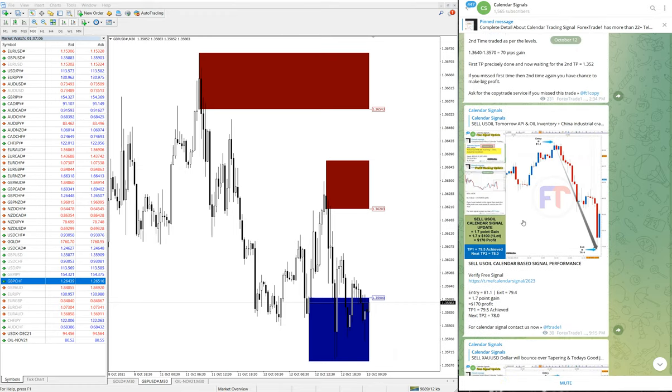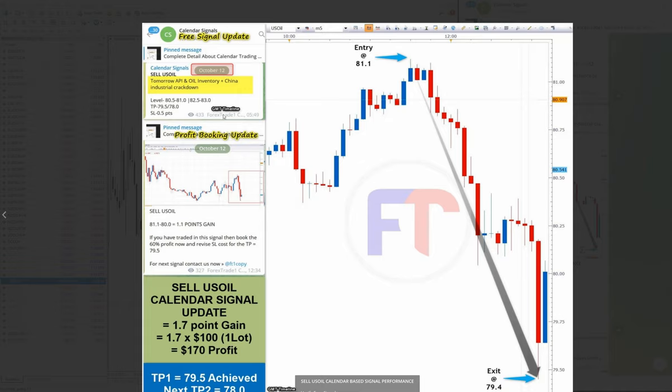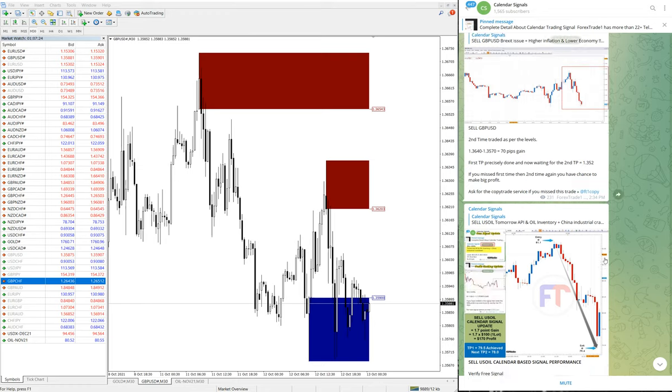And we'll also check the USOIL. As is visible here, the entry level from our free signal is 81.1 to 79.4, which is a 1.7 point gain. So very good profit booked in USOIL as well.